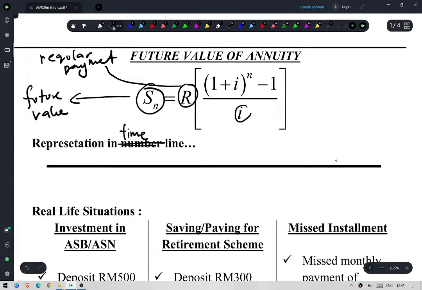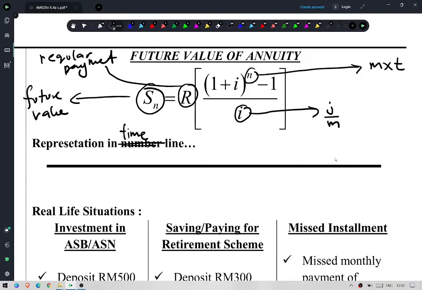Now what is I? I stands for J over M. And N is what? N is M multiplied by T. N is also what we call the number of payments, and to get the number of payments, we usually multiply M by T. But sometimes in the question we can already calculate how many payments are involved, so no need to think about the time, or M, or T.